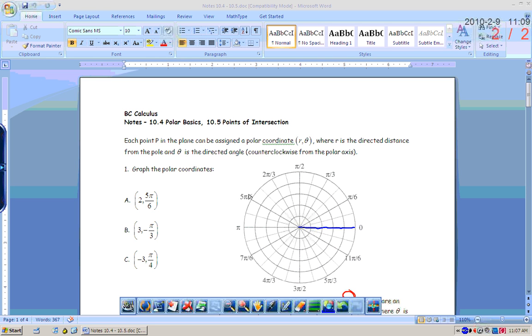So the point 2, 5 pi over 6 means you're going to go around to 5 pi over 6 and out 2 little circles. All right, 3, negative pi over 3. How do you think you deal with the negative pi over 3? Good, you go clockwise instead of counterclockwise. So negative pi over 3 is actually going to put you at 5 pi over 3, and we go to the third circle.